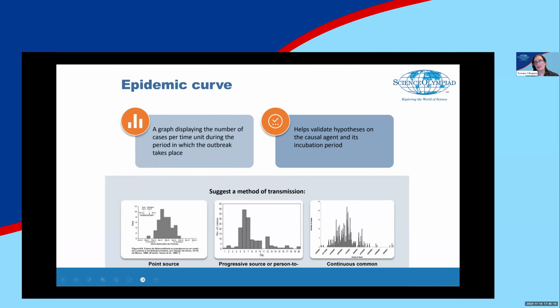And then you have two others. There is a progressive source where there is evidence of person-to-person transmission. And in this one, a very common example is measles.